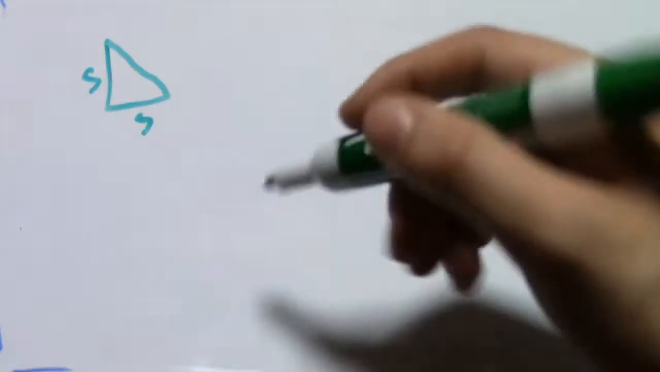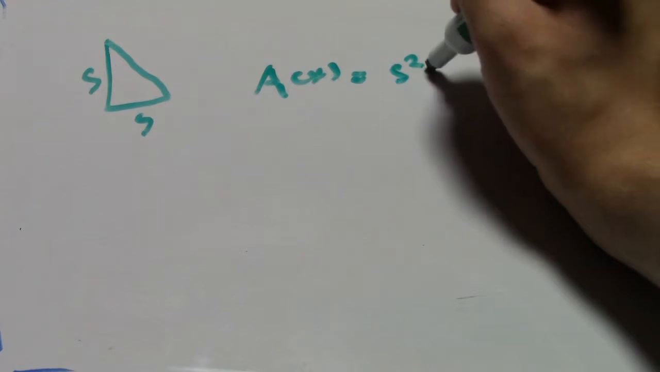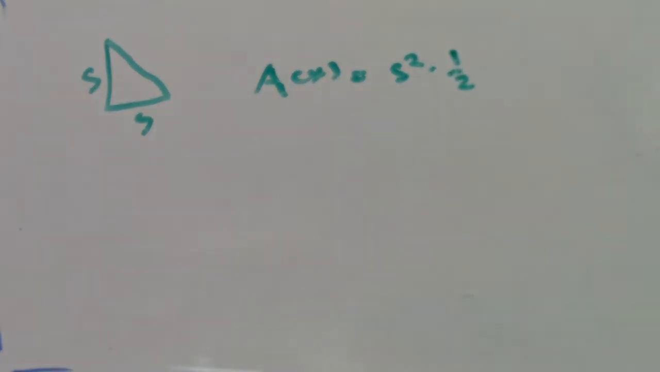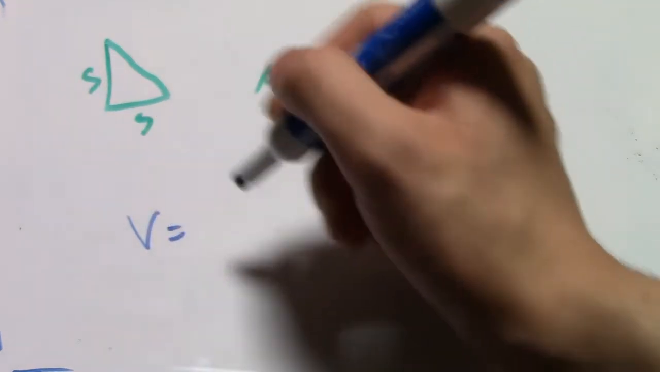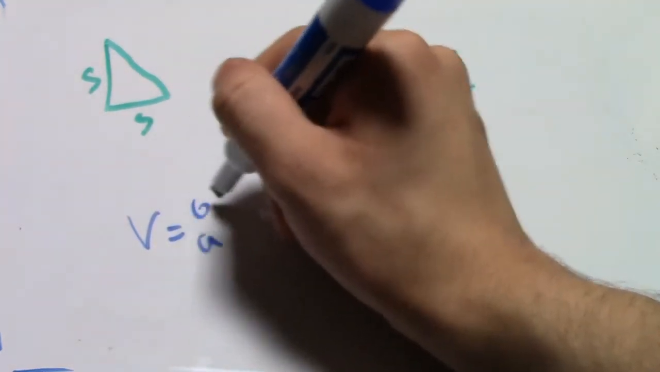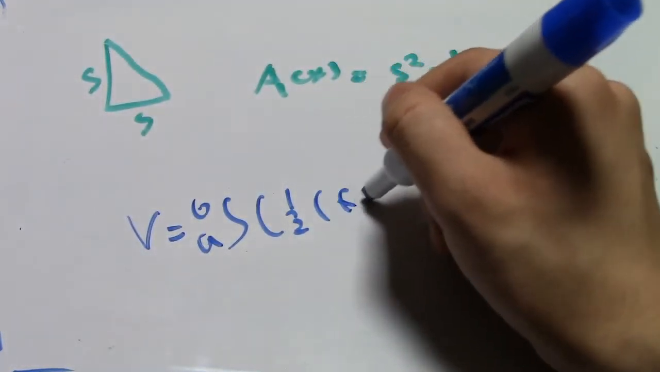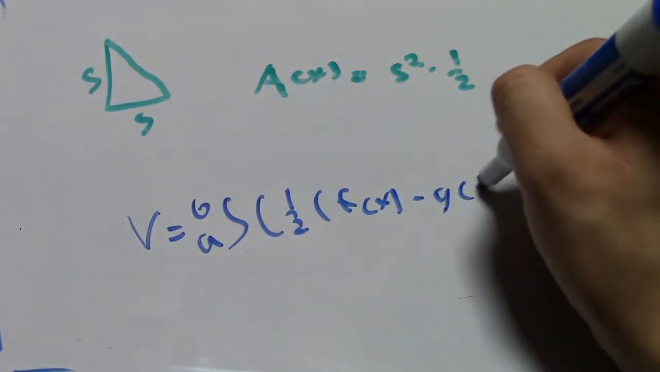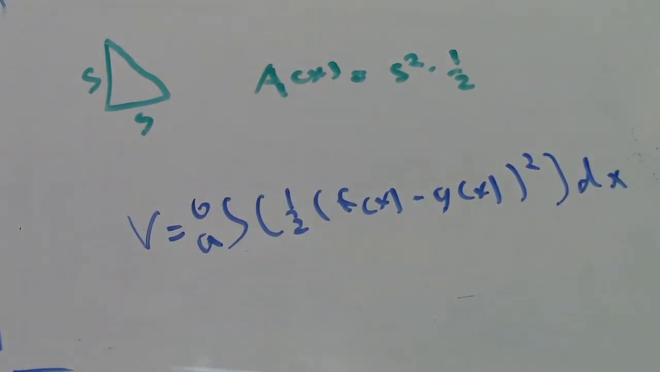So this is S, and that is also S. Now, the area of a triangle, I hope you remember, is base times height, which gives us S squared times 1/2. As such, the volume for these cross-sections is the integral from a to b of 1/2 times (f(x) minus g(x)) squared dx. Now this next one gets a little trickier.